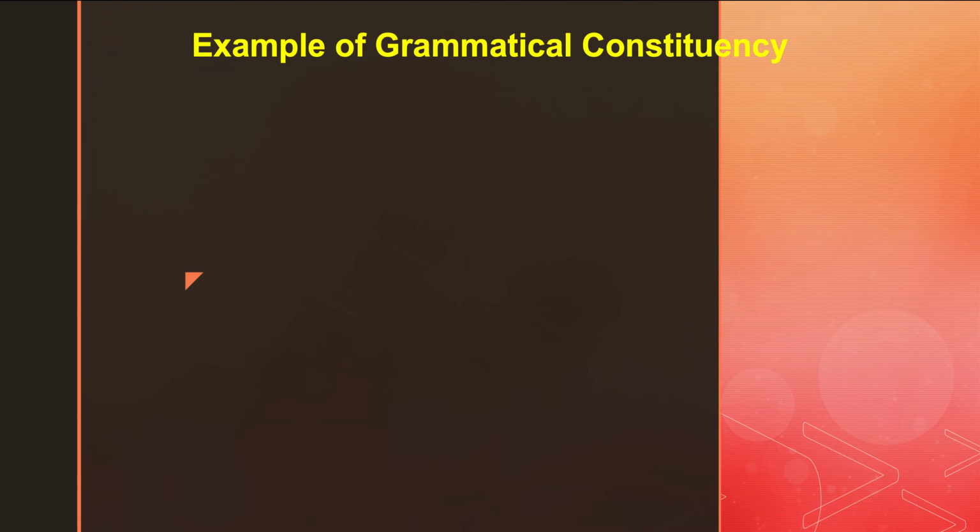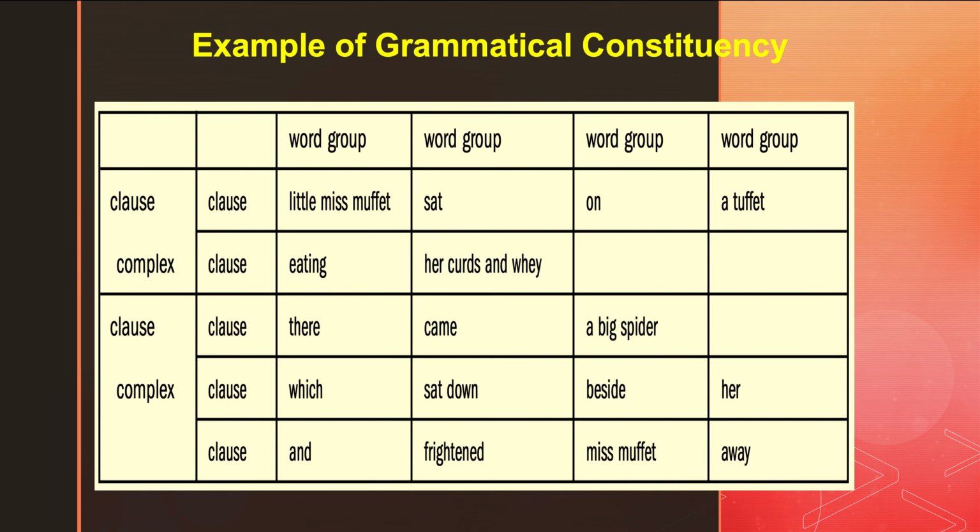We move on to the next. That is example of grammatical constituency. Look at, we have the one example, and the sentence is, little Miss Muffet sat on a tuffet eating her curds and whey. There came a big spider, which sat down beside her and frightened Miss Muffet away. Look here, we have the clause complex, one big sentence.